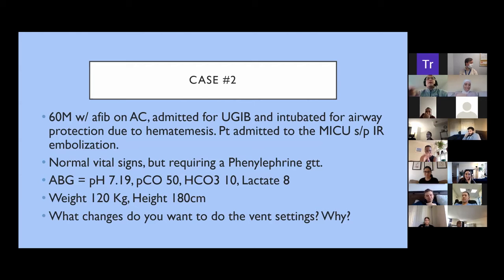Okay. So, a 60-year-old male with AFib on anticoagulation admitted for upper GI bleed, intubated for airway protection due to hematemesis. The patient is admitted to the MICU status post-embolization. You know it was in the middle of the night because otherwise GI would have done it. Normal vital signs, requiring a phenylephrine drip. The ABG has a pH of 7.19, PCO2 of 50, bicarb of 10, lactate of 8. Try to remember these numbers. The weight is 120 kilograms, the patient is kind of husky, and the height is 180 centimeters. What changes would you make to the vent settings and why?